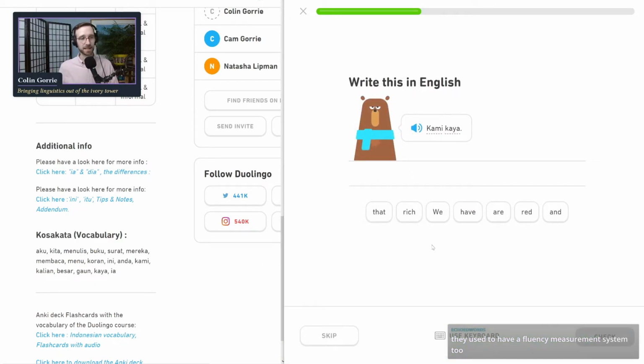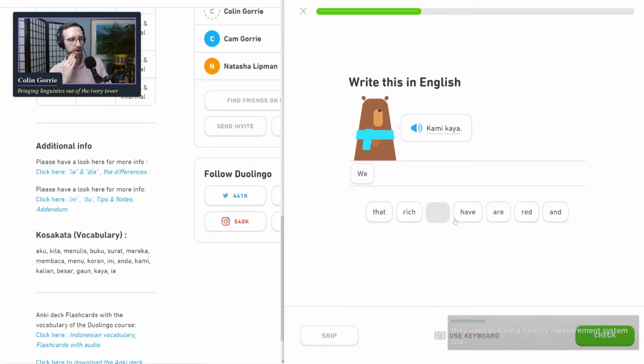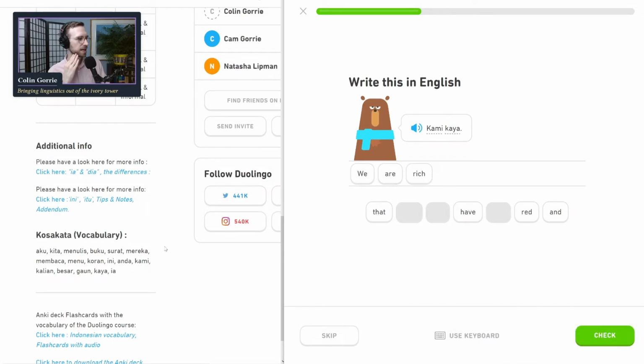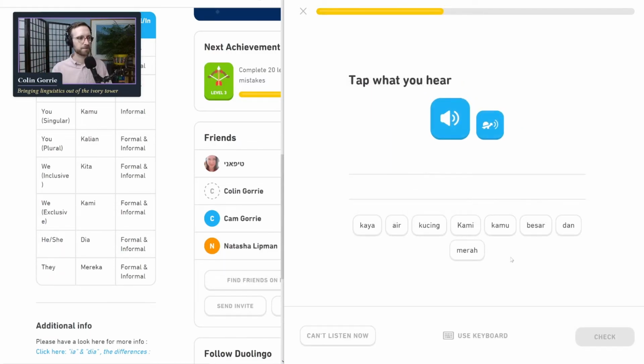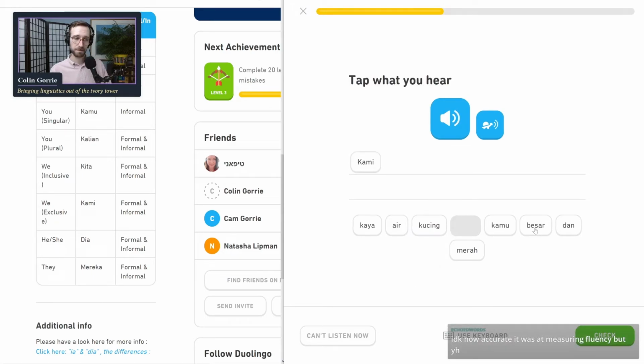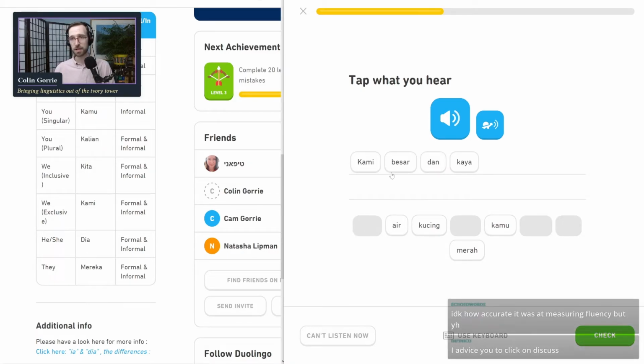Continue. Kami kaya. There's another gasping kind of thing going on. We are rich, and which we is it? It is the exclusive we. So we are rich, but you are not. Kami besar dan kaya. We are large and rich.